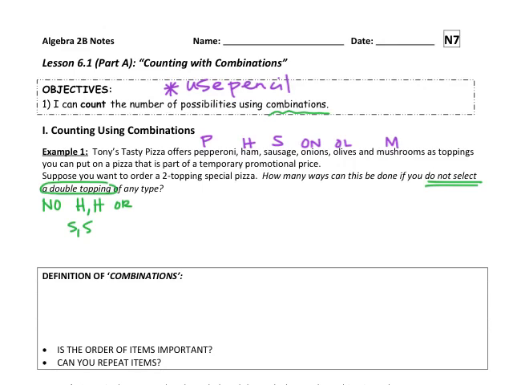We're also going to be learning how to use our TI-83 calculator to calculate a total number of combinations as well. So let's take a look at this first example here.